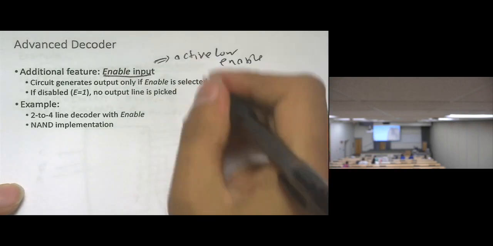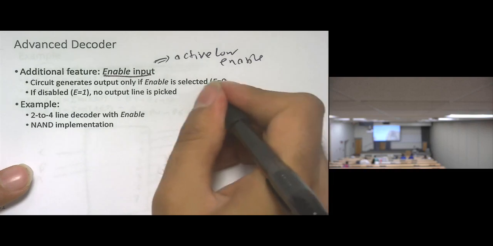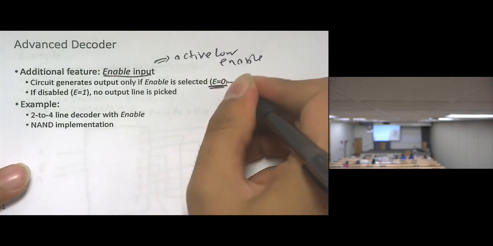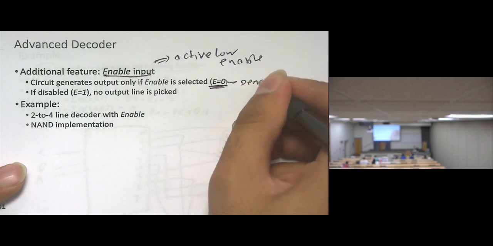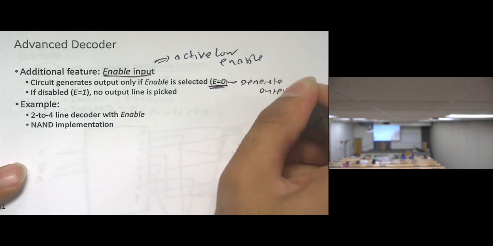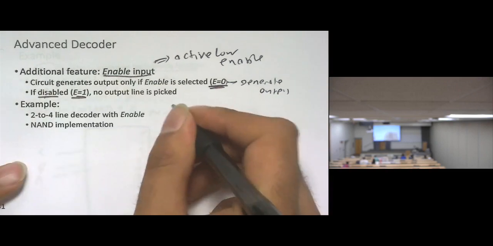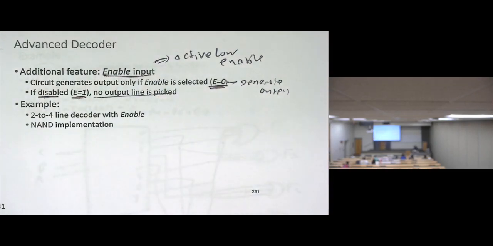So what does it mean, active low? It means if enable is 0, E equal to 0, there are outputs generated. If enable is 1, it's disabled, no output is picked up. So it's just an additional feature. I don't want the decoder to work forever. I have a switch, so I can turn it on at any time I want, and turn it off. Here it's active low, which means when I make it 0, it will work. When I make it 1, it will not work.